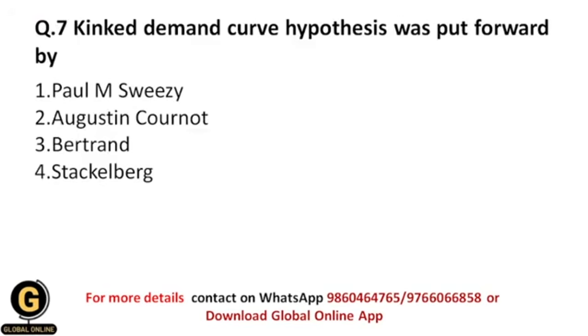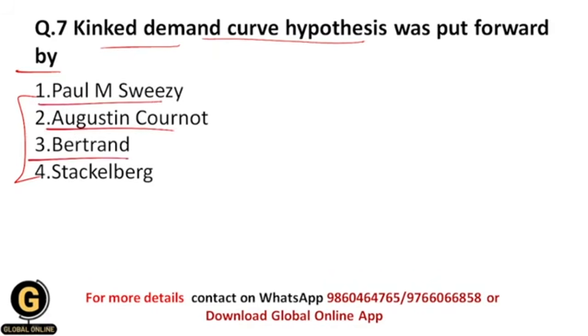Next, kinked demand curve hypothesis was put forward by. So here they have given the names of certain scientists, and we need to identify the name of that scientist who has given the concept of kinked demand curve hypothesis. So let us see different options. Paul M. Sweezy, Augustine Cournot, Bertrand, then Stackelberg. So first of all, let us see exactly what is the kinked demand curve hypothesis.